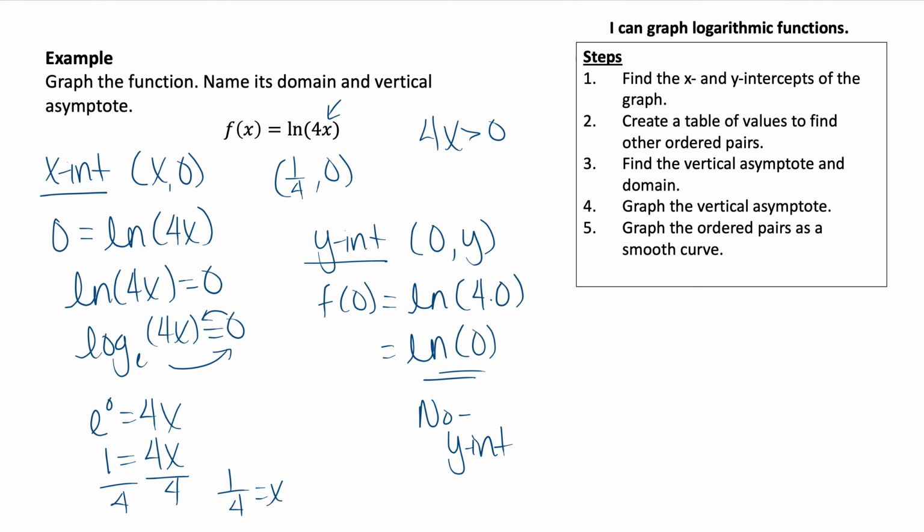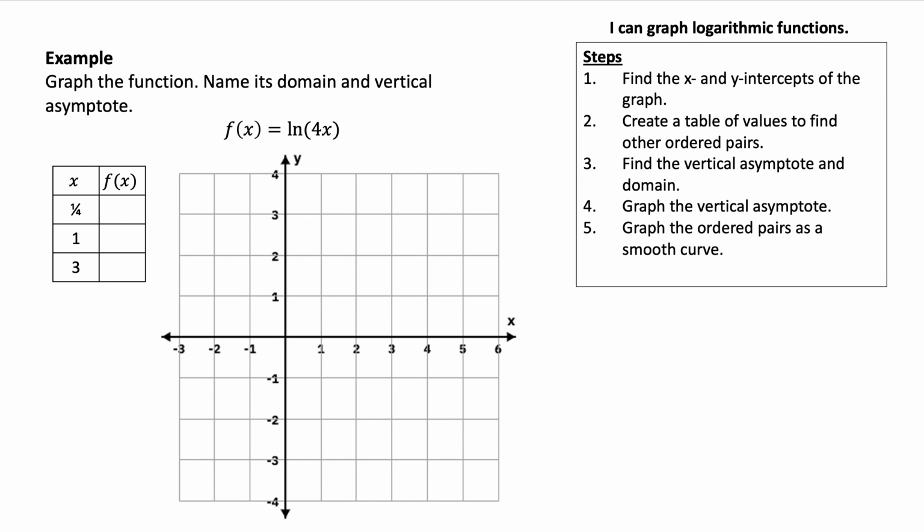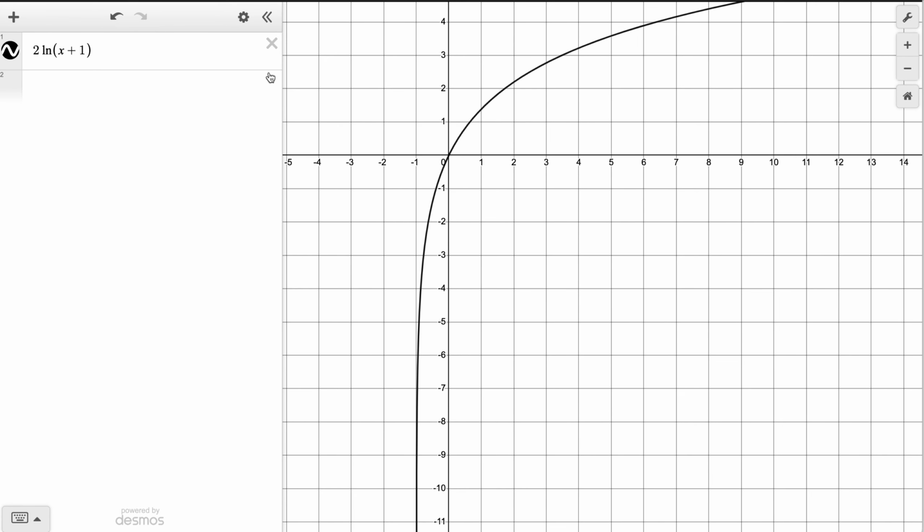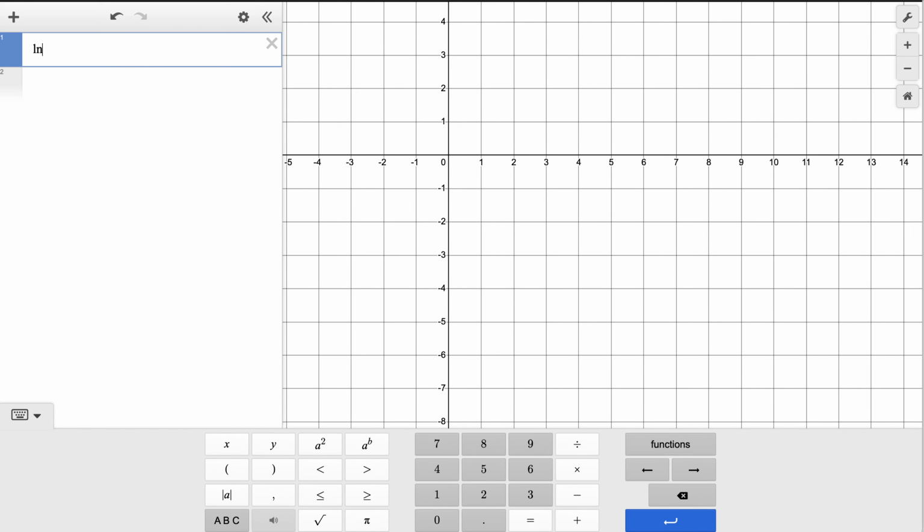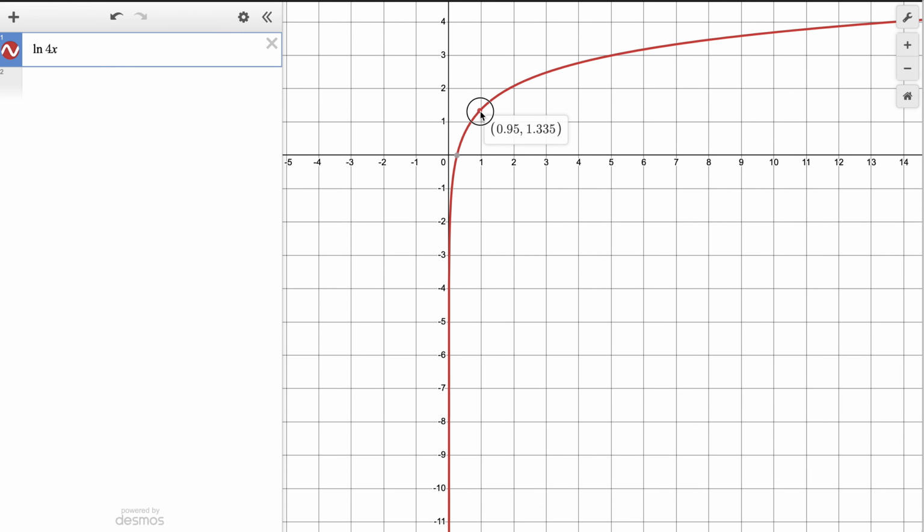So now let's go to our table of values and figure out the rest of the points on the graph. Okay, so at x equals 1/4, we know that's where we have our x-intercepts. That's going to be 0. And we just need to figure out the values at 1 and 3. So let's go back to our graph. Let's do the natural log of 4x. And at 1, we are here, 1.386. And then at 3, we are here, 2.485.